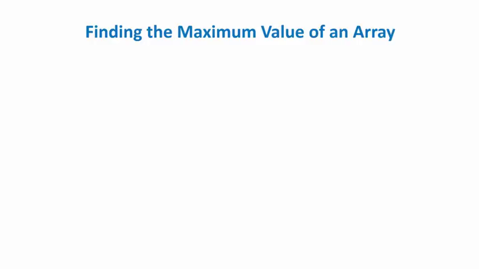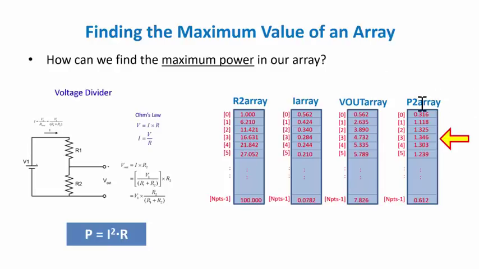That's something that would be of interest to us, because you remember that we've actually created these four arrays. We created the R2 array and we populated it with resistor values, and these resistor values represented a sweep of values on R2 within this voltage divider. And then associated with that, we also created an I array, which held the current, a V out array, which was the V out of this, and then we had the power.